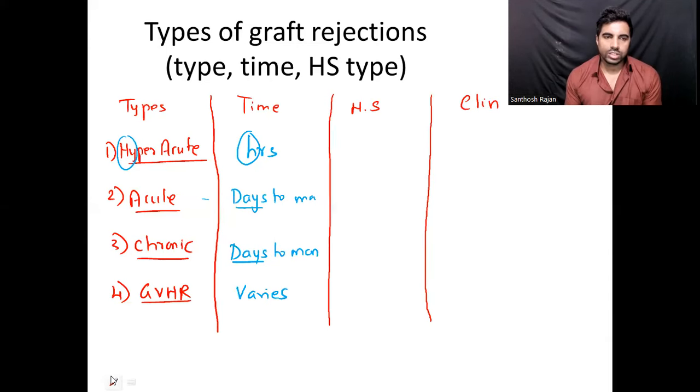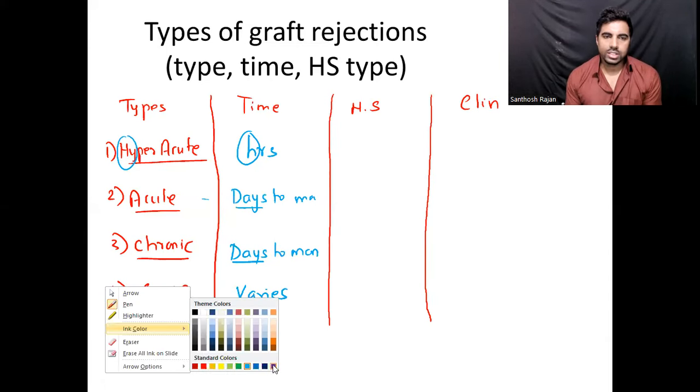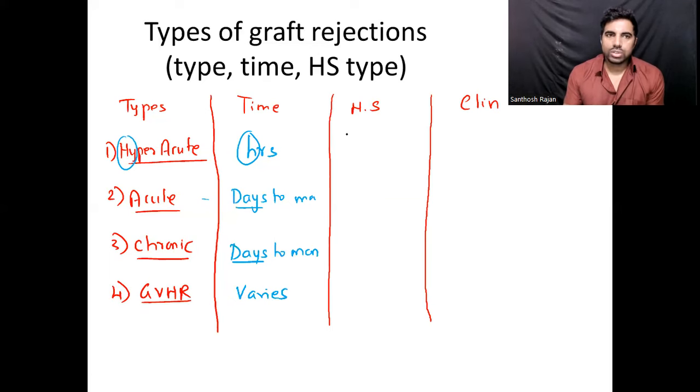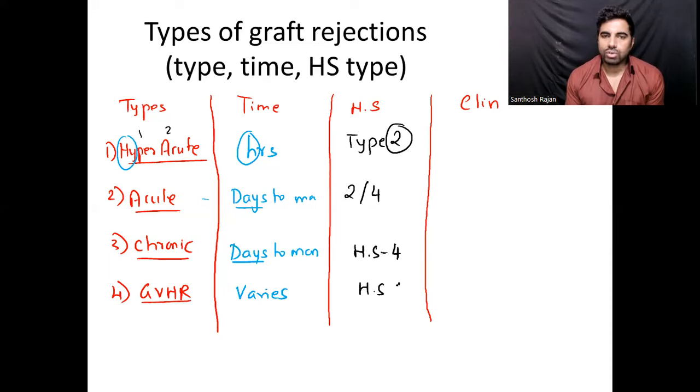Next is the hypersensitivity reaction. As I told, hyperacute is always type 2. Acute can be type 2 or 4, both are right. But chronic and graft versus host are both type 4 hypersensitivity reactions.